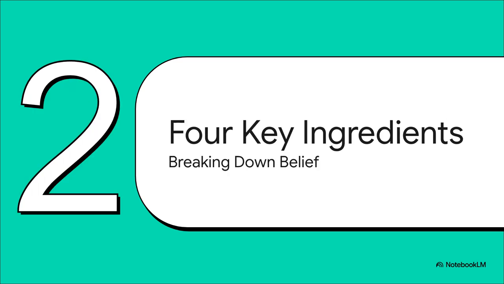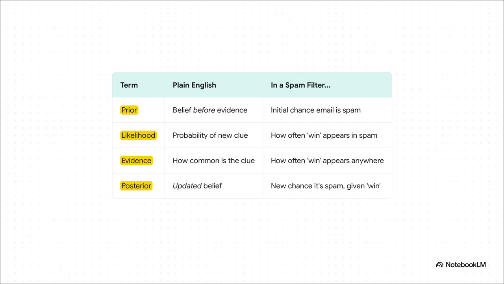So how does this belief engine actually work? Well, it all breaks down into 4 key ingredients. And don't worry about the technical names you're going to see. The ideas themselves are surprisingly straightforward. Okay, so this table lays it all out perfectly. We always start with a prior. That's just our initial guess. Then we get a new clue, and we have to ask 2 things. First, what's the likelihood this clue shows up in the thing we're looking for? And second, how common is this clue in general? That's the evidence. You put all that together, and out comes our posterior, a new, smarter, updated belief.